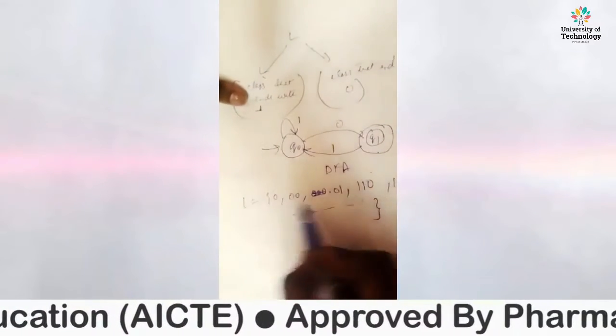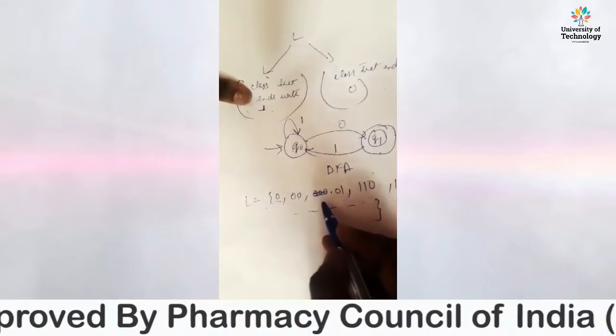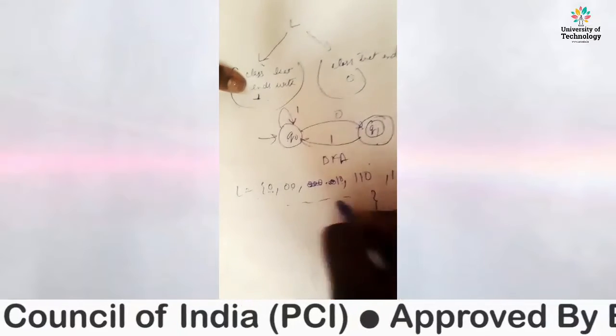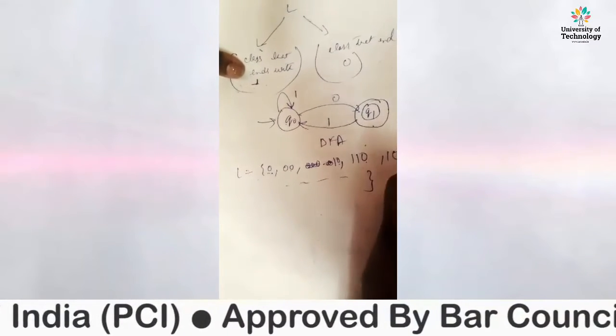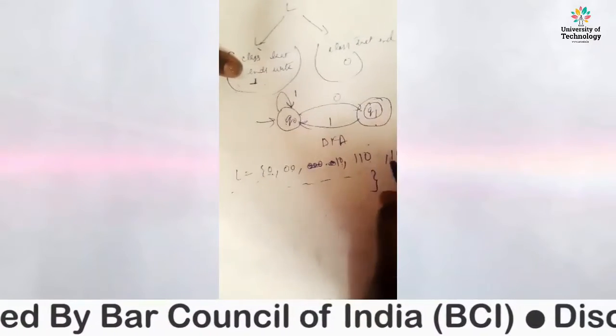So you can see that all the strings end with 0. This again ends with 0, this again ends with 0, this again ends with 0. So this is a language in which all the strings end with 0.